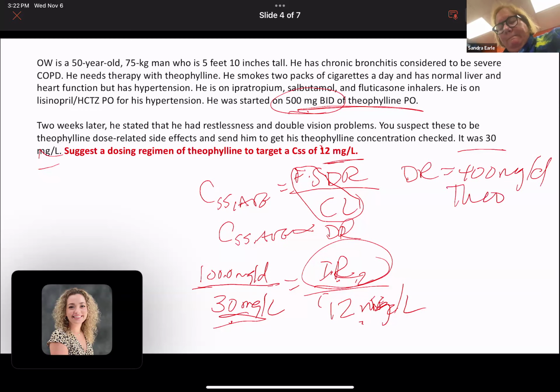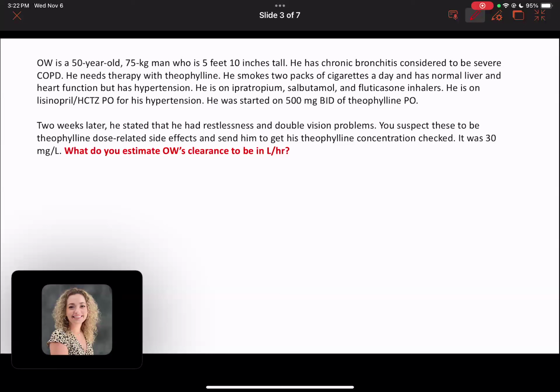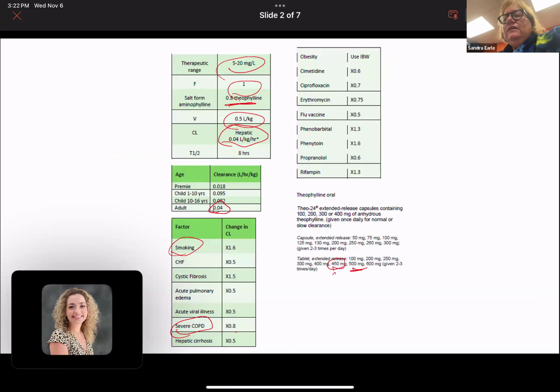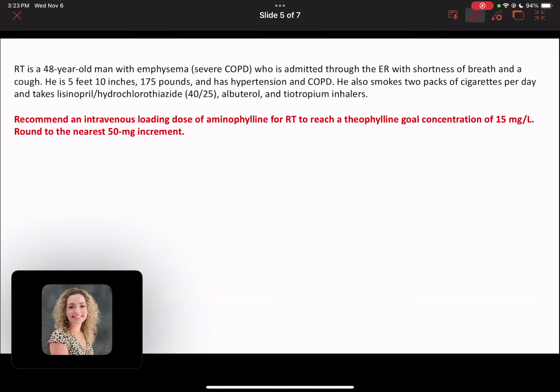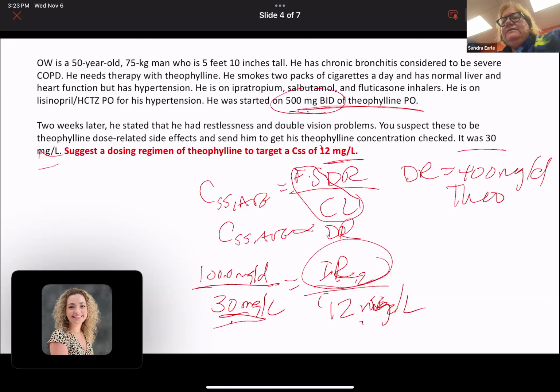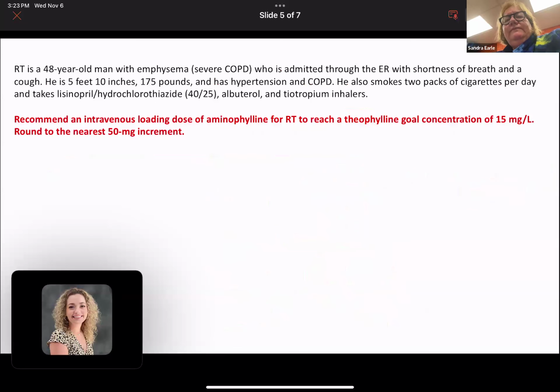Is that what you got? Yes. So it's a nice clean 200 milligrams BID. Are you good? You probably could give 400 once a day, but I'd probably give it twice a day. Yeah, just on the homework, it did have us split it up to BID. Okay, that makes sense. All right, you good with that?